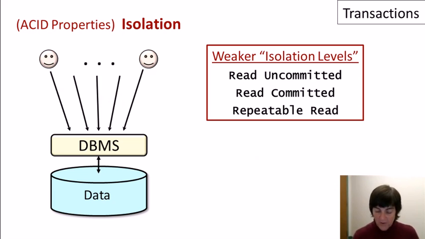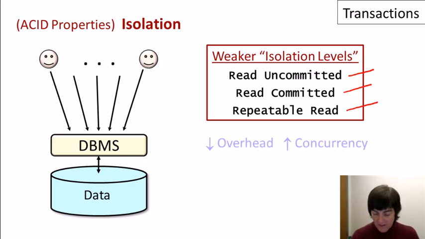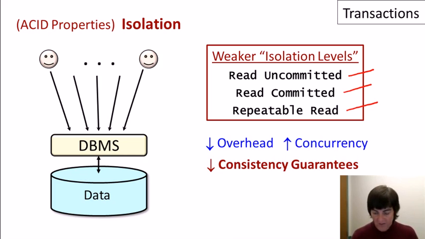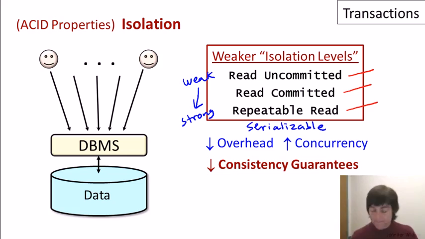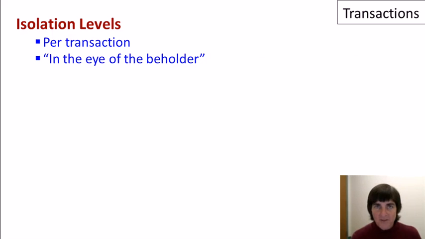In the SQL standard, there are 3 levels: read uncommitted, read committed, and repeatable read. These isolation levels have lower overhead and allow higher concurrency, but of course at a cost, which is lower consistency guarantees. I've listed the 3 alternative isolation levels from the weaker to the stronger. And to complete the picture, at the bottom we have a 4th one, which is serializable, which is what we've been talking about already. Before we proceed to learn about the different isolation levels, let me mention a couple of things.